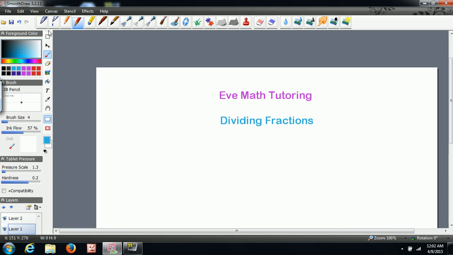Today's lesson is on dividing fractions. Let's start off with the following example. 3/4 divided by 1/2. When you're dividing fractions, what you have to do is write the first fraction, then change your function to multiplication and flip your second fraction. At that point, you just use the rules of multiplying to solve your fraction.